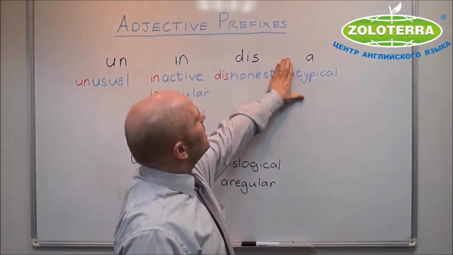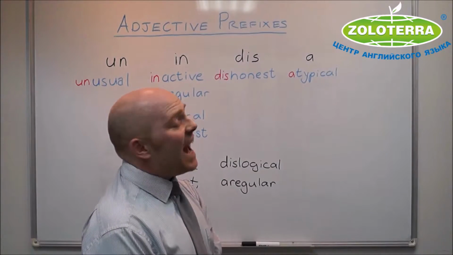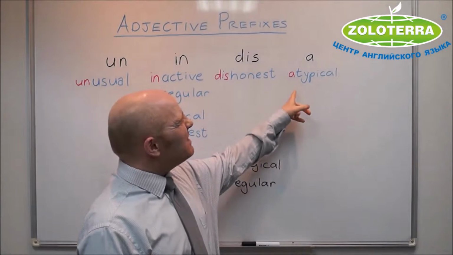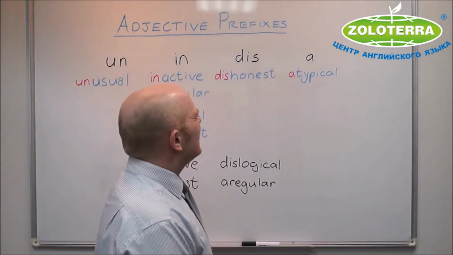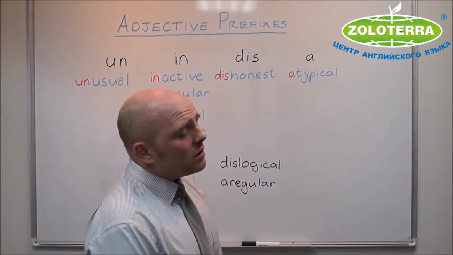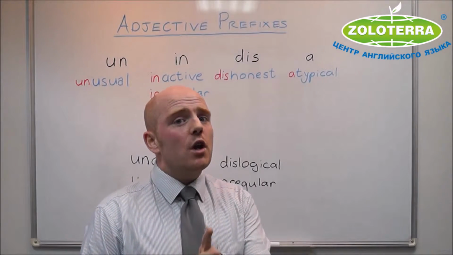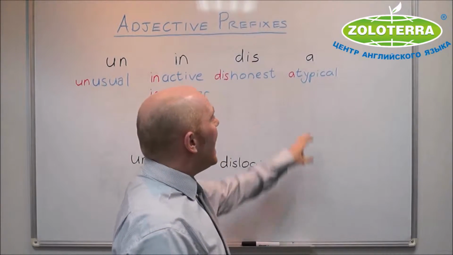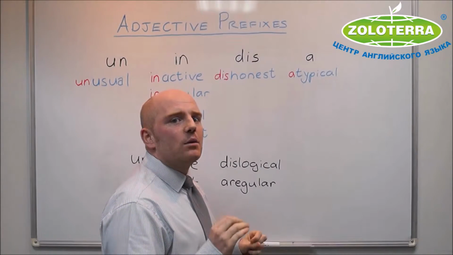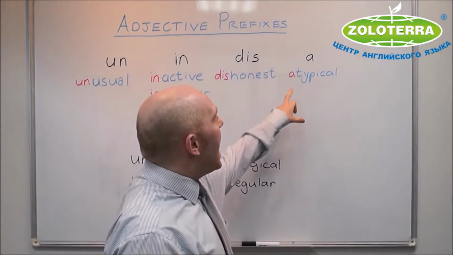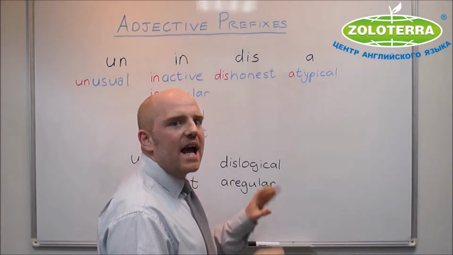Typical, typowy. We use a. The opposite here is atypical. This prefix is not used very much. Atypical, there are quite a few, but not many. An important thing to note, however, is that when a is used as a prefix like this, we always pronounce it a. Atypical. Not atypical or atypical, it's always atypical.